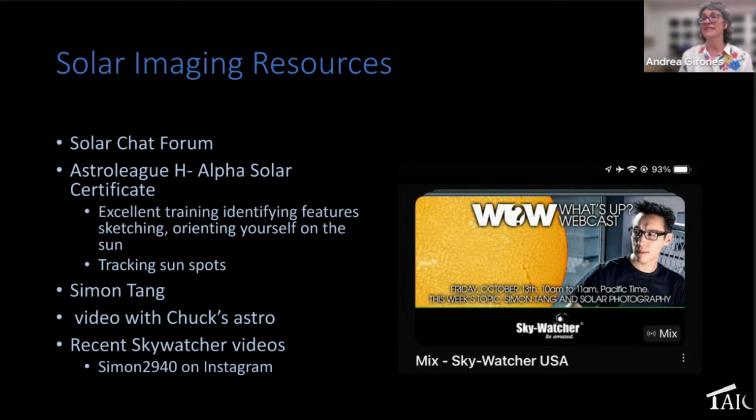I also completed the Astro League H-alpha Solar Certificate, which was totally fun. It's really good training. You have to watch the sun for 30 days and track sunspots, and they make you sketch or take images of the whole disk. You have to identify different prominences. So it's really good training on just getting to know the sun and getting into the habit of documenting what you're seeing. So I love that.